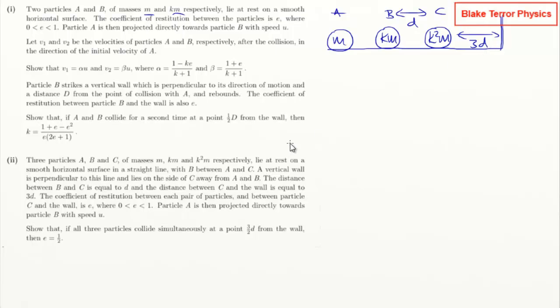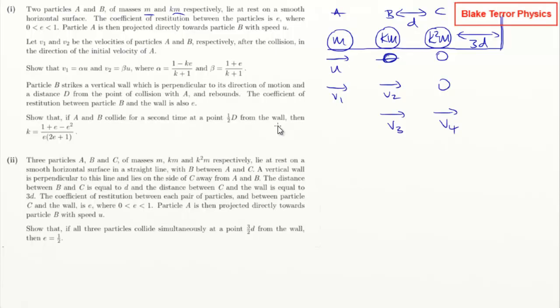The coefficient of restitution between each pair of particles and between particle C and the wall is e, where e is that, right? So we can use all the stuff that we came up with in the first part of the question. Particle A is then projected directly towards B with speed u. So we start off the same way, with u, a 0 and a 0. Then we go to V1, V2 and 0, because we know what happens when A hits B. That's exactly the same as at the start. And then after B and C collide, we'll have a V3 and a V4, say. So that's everything that's happening.